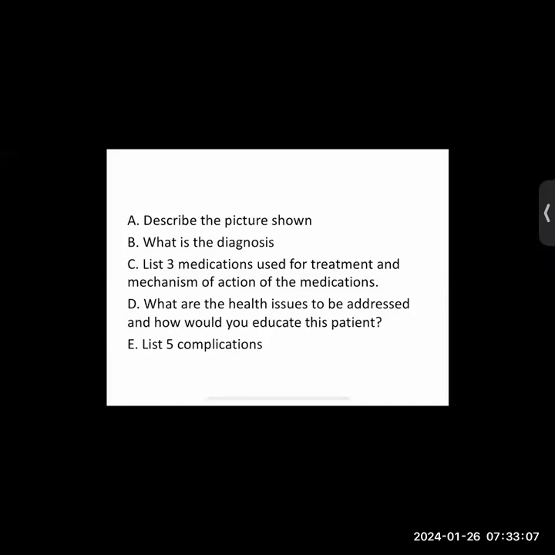Then list 5 complications. One, it can lead to severe itching, it can lead to chronic depression, and then secondary bacterial infection, it can lead to Norwegian scabies if the patient is immunocompromised, and then it can lead to sepsis, leading to infective endocarditis and multiple organ dysfunction.